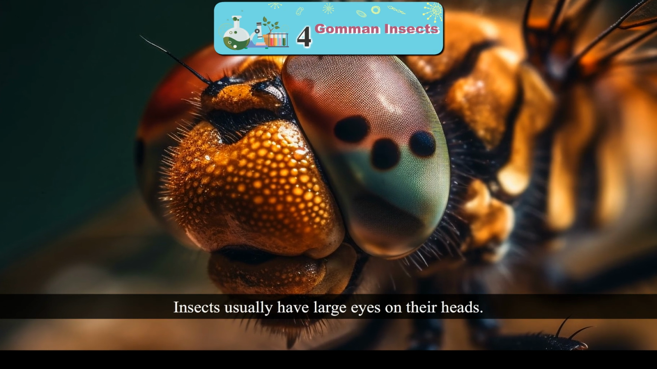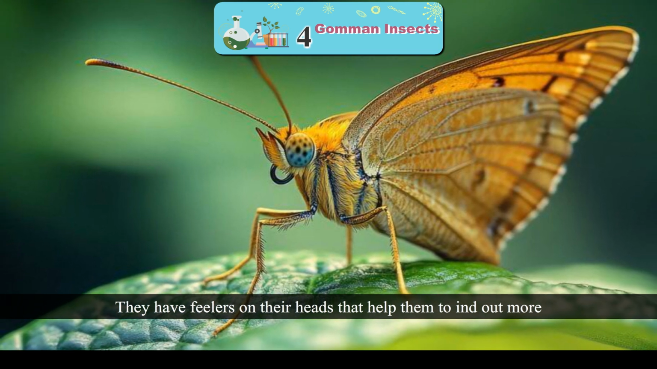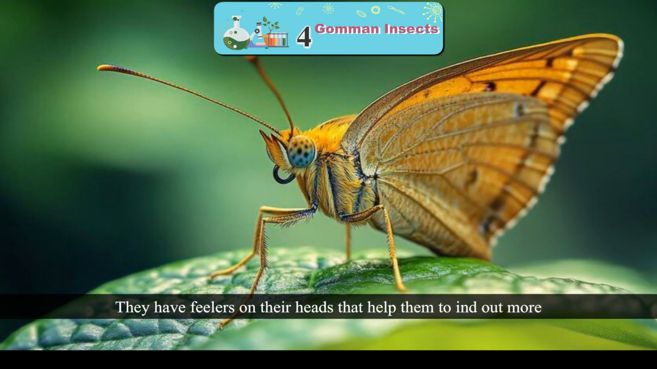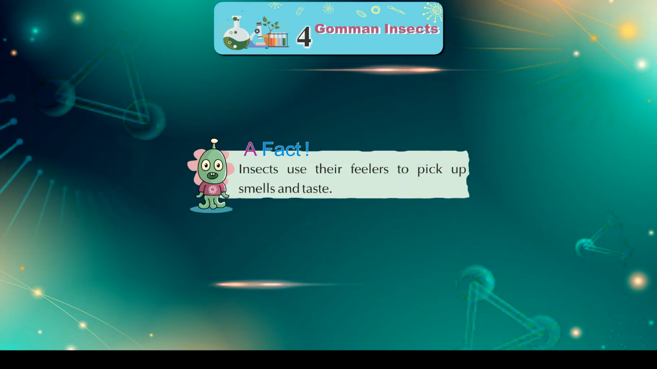Insects usually have large eyes on their heads. They have feelers on their heads that help them to find out more about their surroundings. A fact: insects use their feelers to pick up smells and taste.